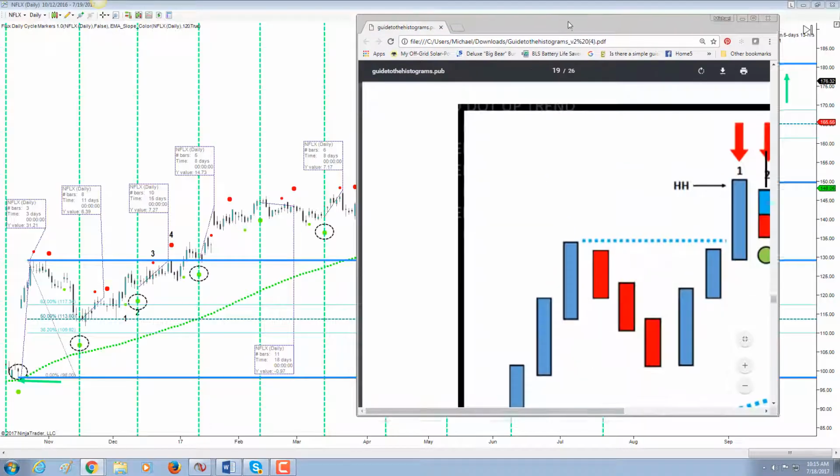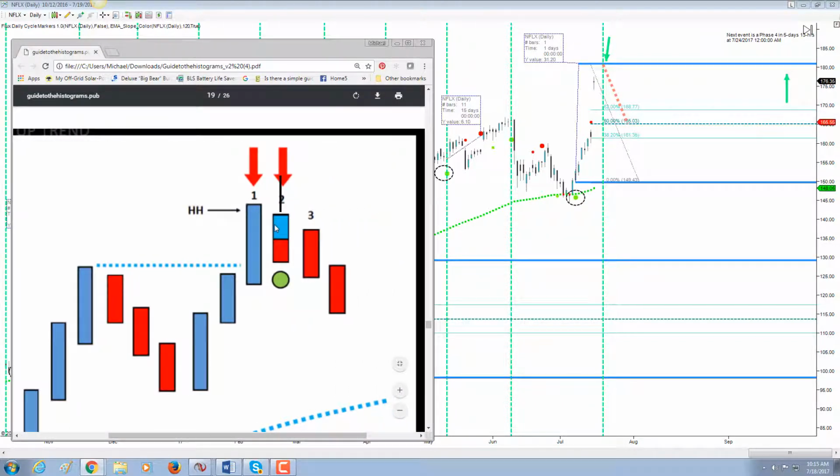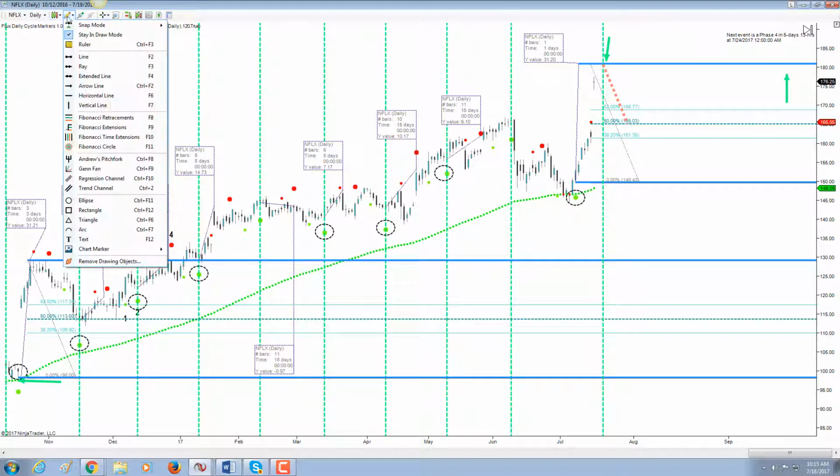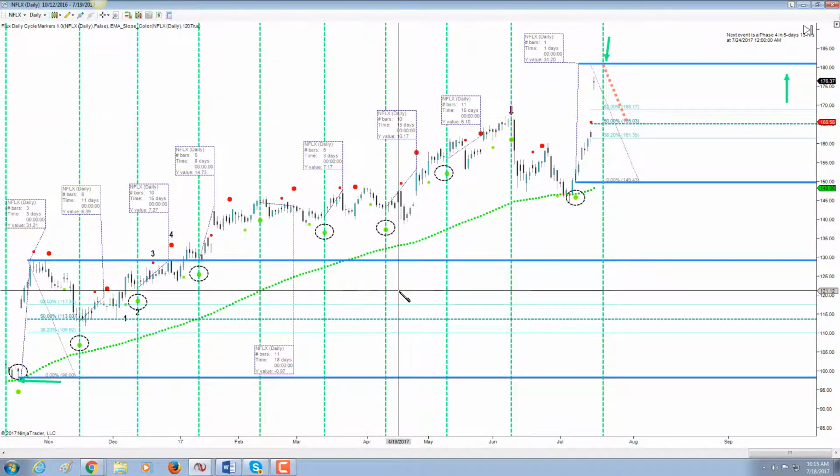So I want you to keep that fresh in mind when we look at what happened over here at June 9th. So coming into June 9th, we had a higher high selling pressure time. So accordingly, that's a pattern 5. We're going to give that a red arrow.